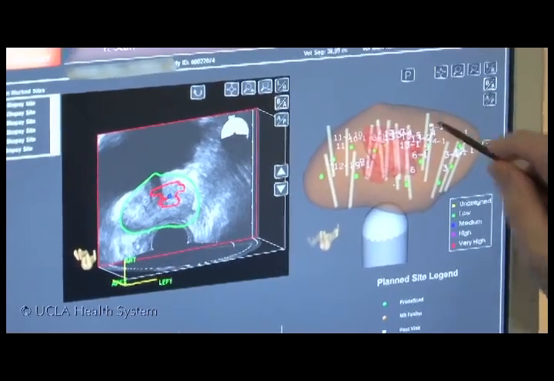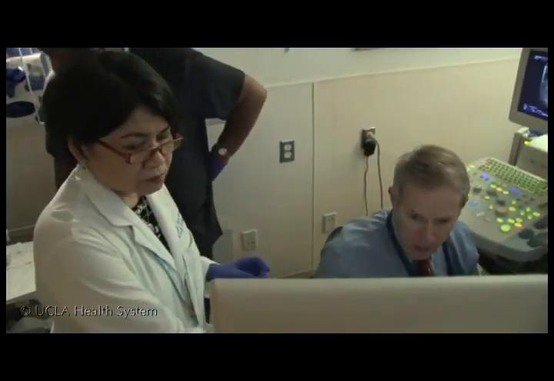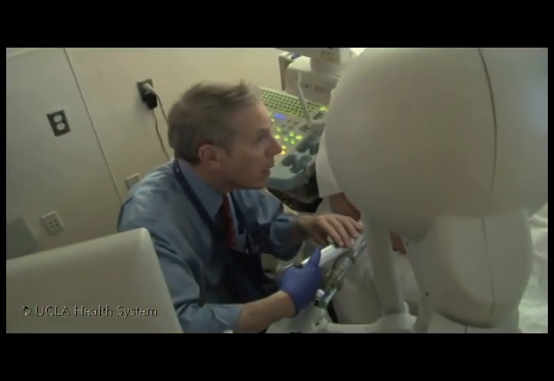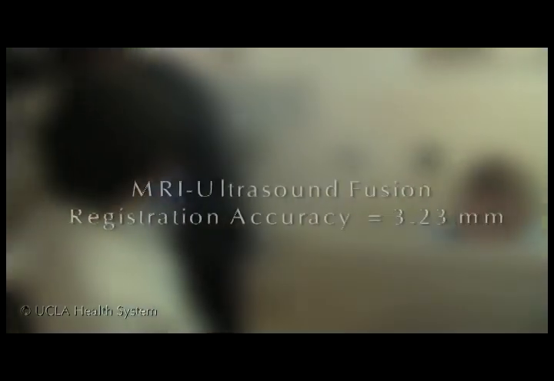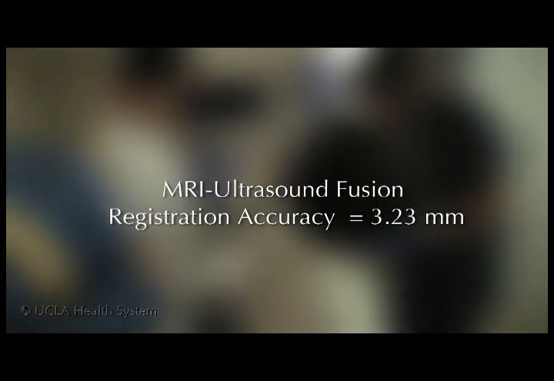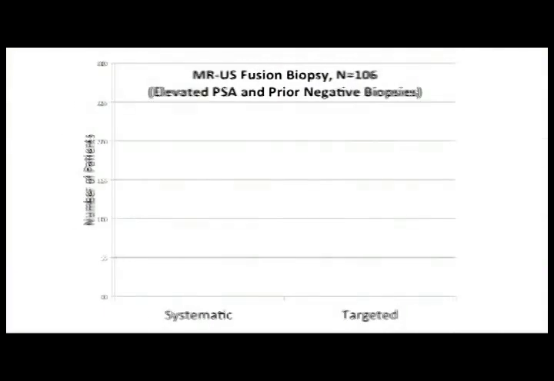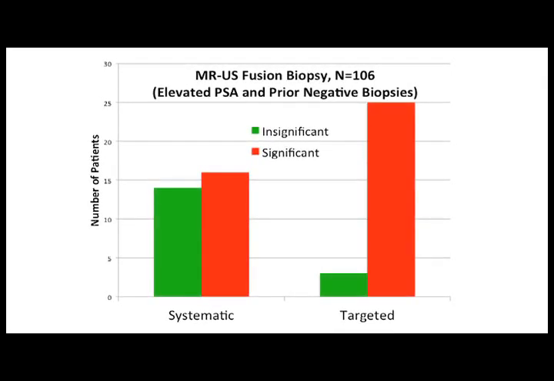One special circumstance where this targeted biopsy method is of great value is in men who have had prior biopsies of the prostate because of elevated PSAs, but their biopsies are negative. Our preliminary study showed fusion of MRI and real-time ultrasound to be accurate in patients to within approximately 3 millimeters. In the first 106 men with prior negative biopsies and persistently elevated PSA, targeted biopsies diagnosed nearly twice as many men with significant cancers, but 5 times fewer men with insignificant cancers.